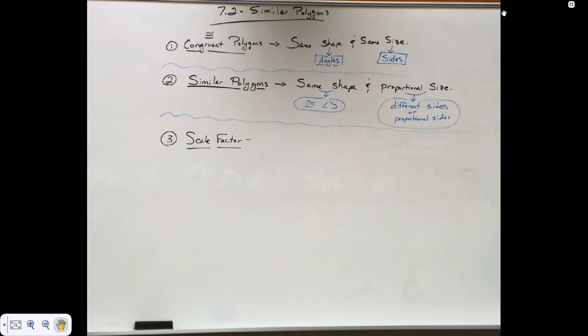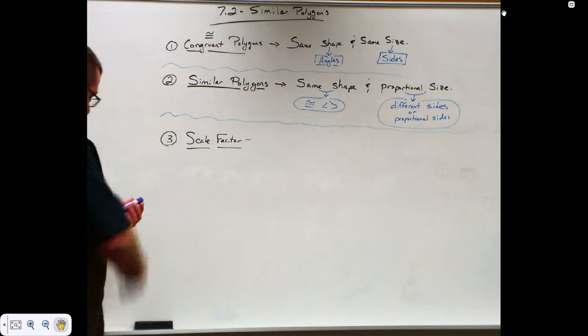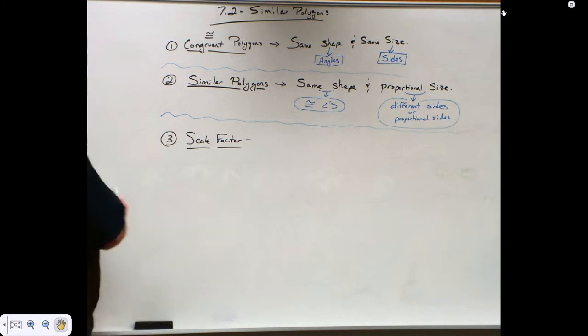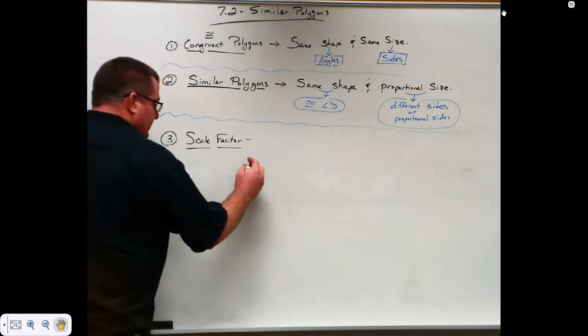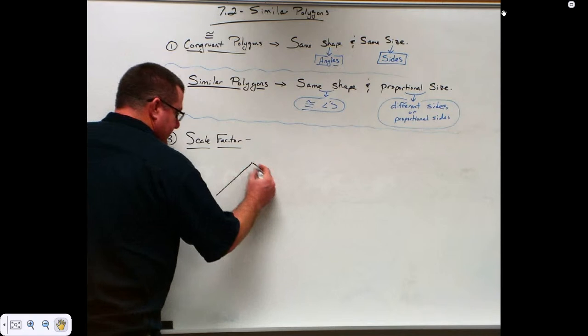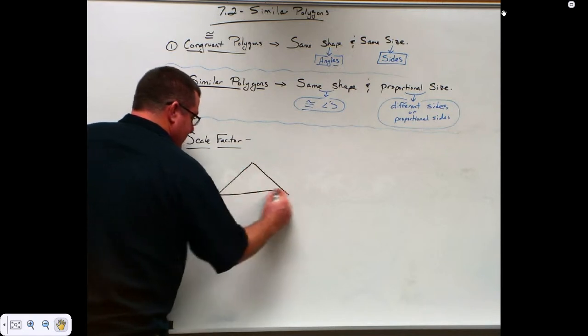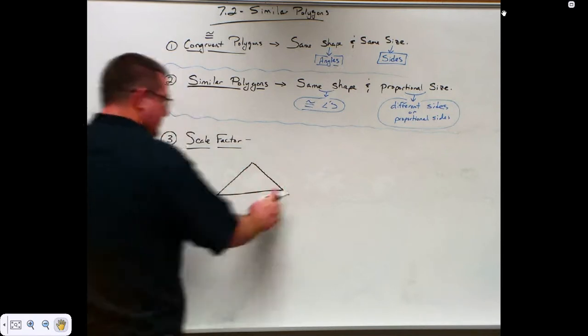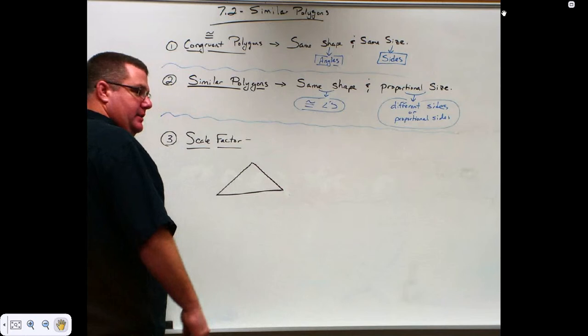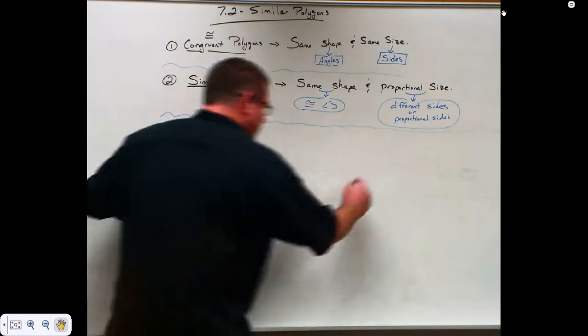Okay, the scale factor is, for instance, if I said this triangle, and I'll draw a triangle. How about this? I'll try to draw two similar triangles again. See if I can do a better job with it this time.